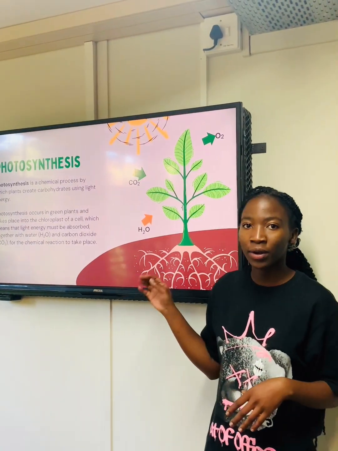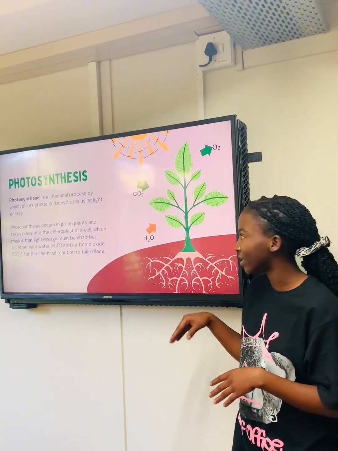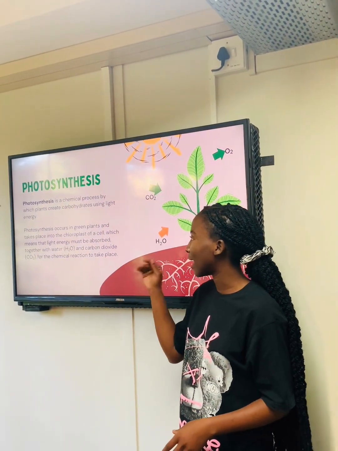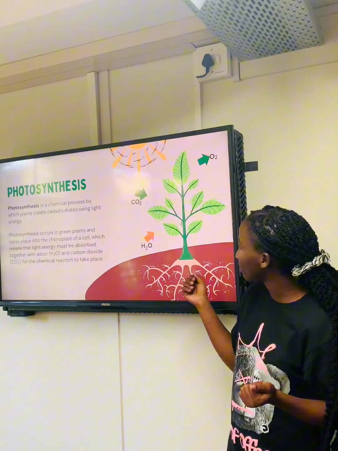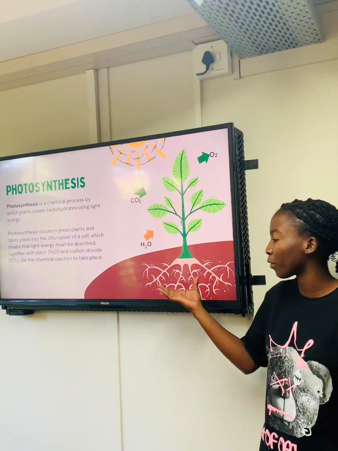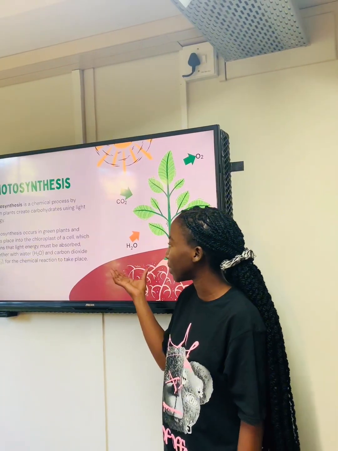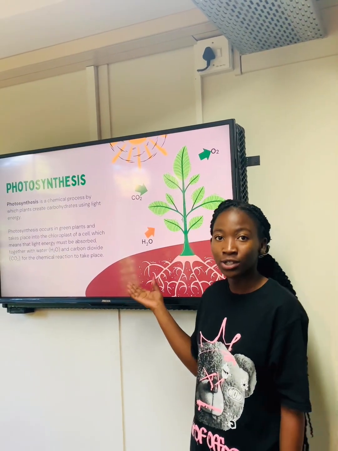Photosynthesis occurs in green plants and takes place in the chloroplast of a cell, which means that light energy must be absorbed, and also water must be absorbed from the soil by the roots, and carbon dioxide must also be absorbed for the chemical reaction to take place.